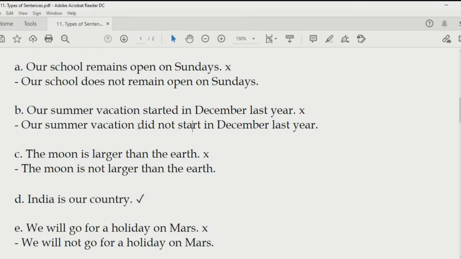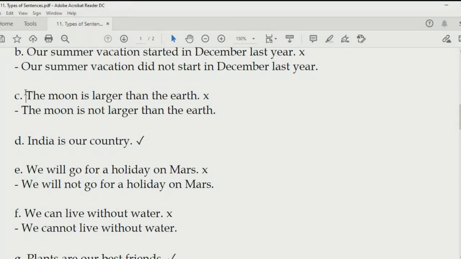Whenever the sentence is negative, that means you are using no, not. The verb will be in the simple present tense. You will not use S, you will not use ED and all those things. Just simple present tense.